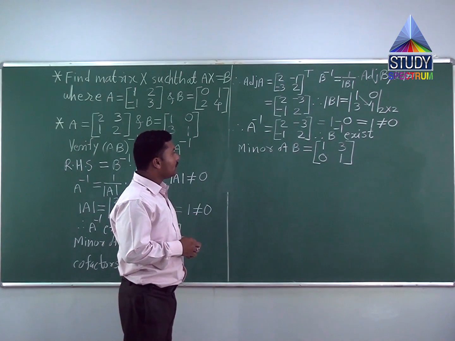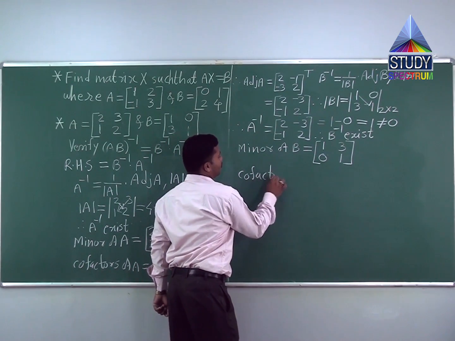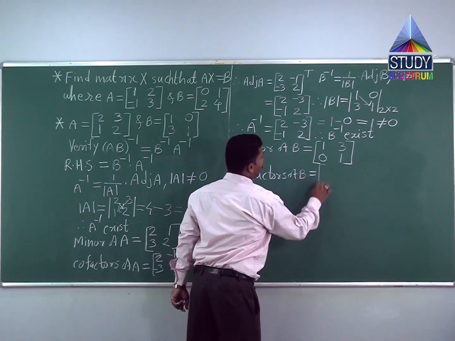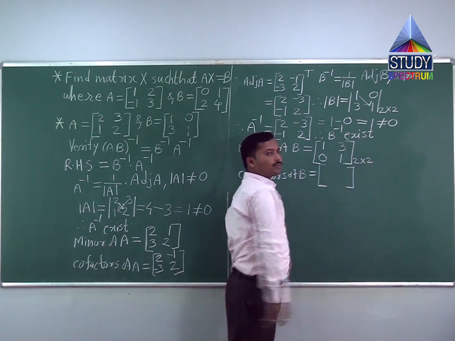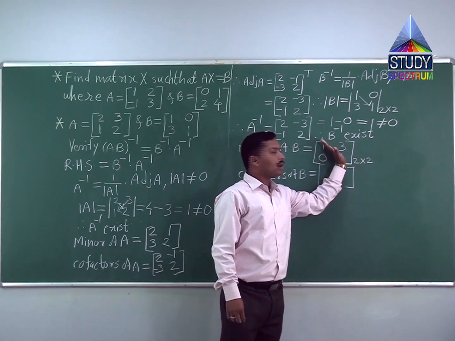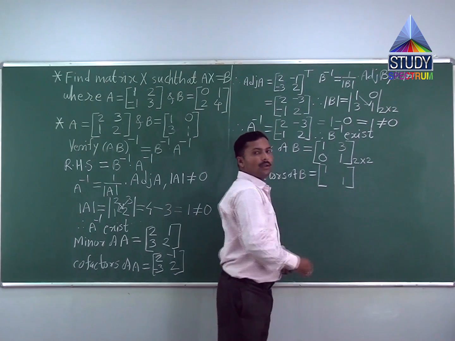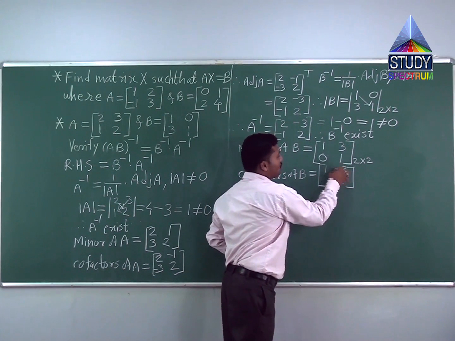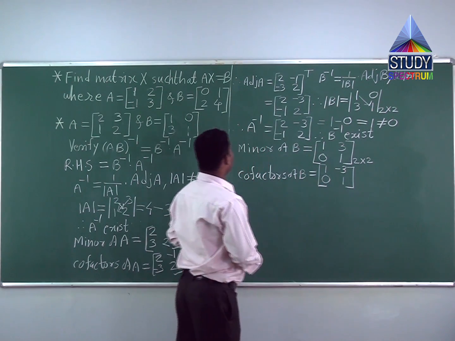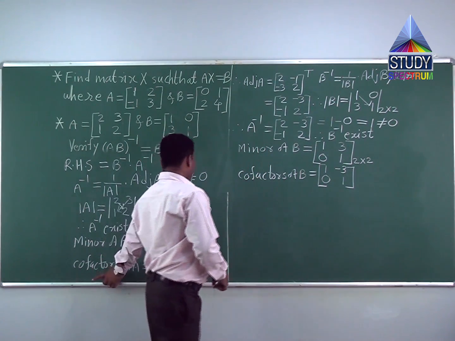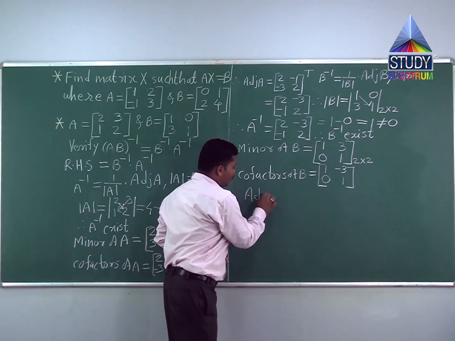Similarly we find the cofactors of B. What is the meaning of cofactors? This is a 2 by 2 matrix, so the idea is: no change in the diagonal numbers, change the non-diagonal numbers by sign only. So 1 and 1 as it is. This 3 becomes minus 3, and this 0 becomes minus 0, which is always 0. Then we find the adjoint of B by using these cofactors.